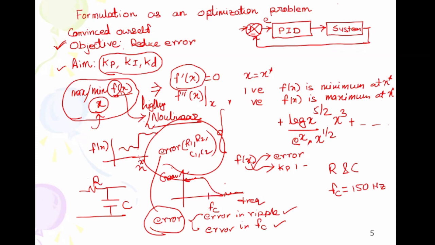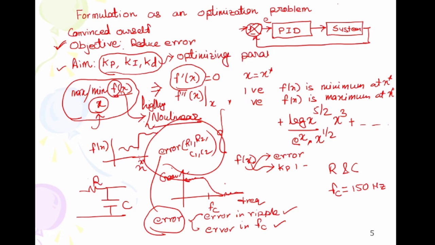Once you have convinced yourself that, yes, we should go for optimization, that it will be an add-on to the present state of the art of the solution to this problem, then you go for optimization. And the next thing that you have to do is to know what are the unknowns which you want to find out from the optimization problem. Like in this case, KP, Ki, and KD are the unknowns. In this case, the values of R and C were the unknowns. So these will be your optimizing parameters.